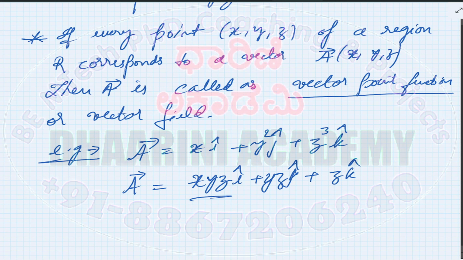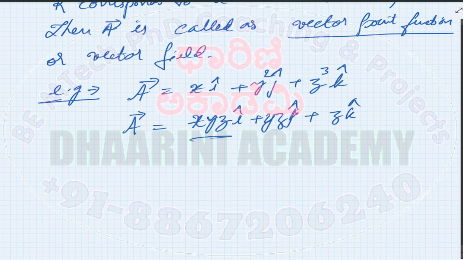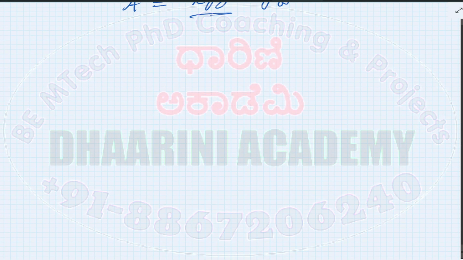All right, now let's proceed further. Now what are the different operators that you can apply on either a scalar function or a vector function? Because we know that we have two types of functions defined now, right? Let's define the operators now.